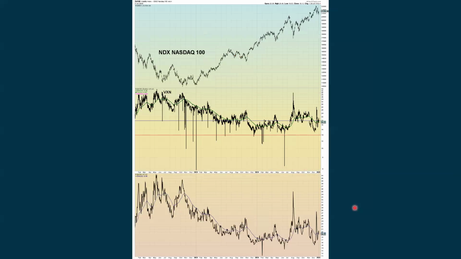All right, then we keep an eye on the VXN, which is the VIX equivalent for the NASDAQ 100. It measures the volatility of the NASDAQ 100.